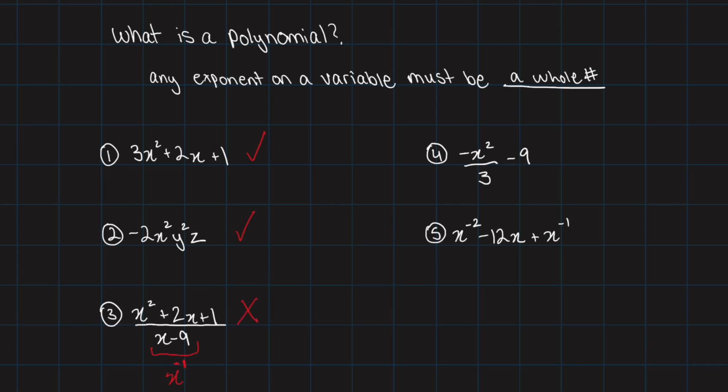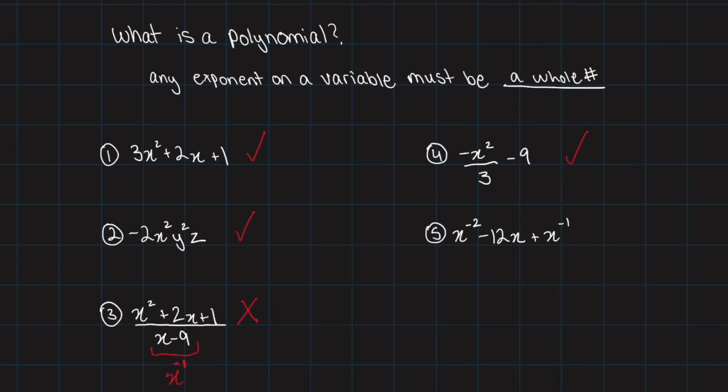The fourth example, negative x squared over 3 minus 9, that is a polynomial because the negative x is in the numerator and the squared is a positive 2, which is a whole number. So this is a polynomial.